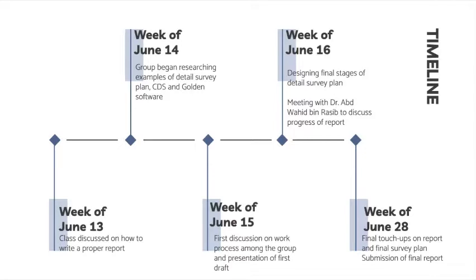On the week of June 15th, we held the first discussion on the work process among the group as well as the presentation of the first draft of the survey plan design. After that, we began writing the report. On the week of June 16th, the group continued writing the report and a meeting with Dr. Abdul Wahid bin Rasib was held to discuss the progress of the report. After that, the group started designing the final stages of their detailed survey plan with appropriate scale according to the JKR plan format.